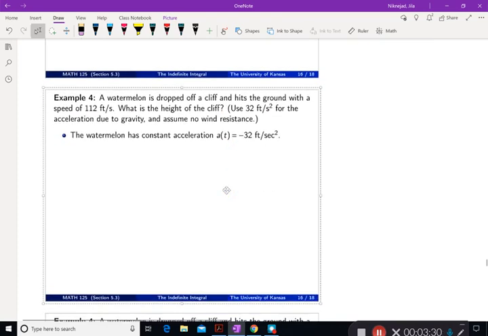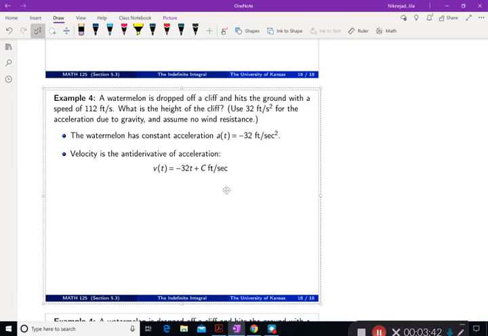So let's say the watermelon has a constant acceleration a of t equal to -32. Then take the antiderivative and find v of t equal to -32t plus c. Use the initial value, which is basically v at the time it's dropped, and it wasn't thrown, so the initial velocity is 0. Plugging in v of 0 equal to 0 gives you c is equal to 0, and v of t equal to -32t.